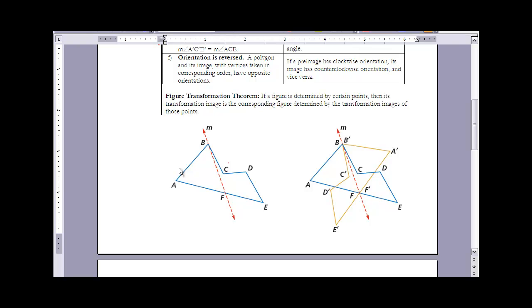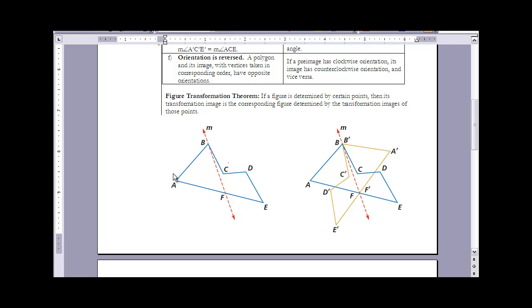So really what that theorem is telling us is if I'm going to perform a reflection, I don't have to reflect every point of the figure. For instance, as I look at this drawing right here, this figure A, B, C, D, E, F, there are an infinite number of points on that figure, so I can't reflect each one of those individually. This theorem is saying, if I reflect those vertex points, since the vertex points determine what that figure looks like, then I can reconnect those to make my image.